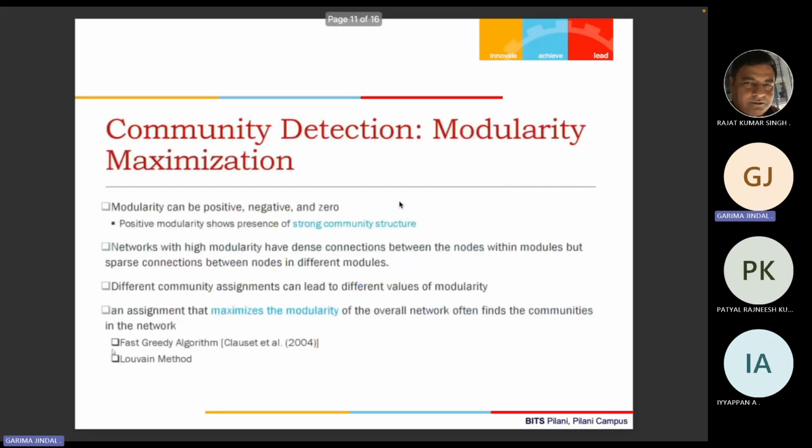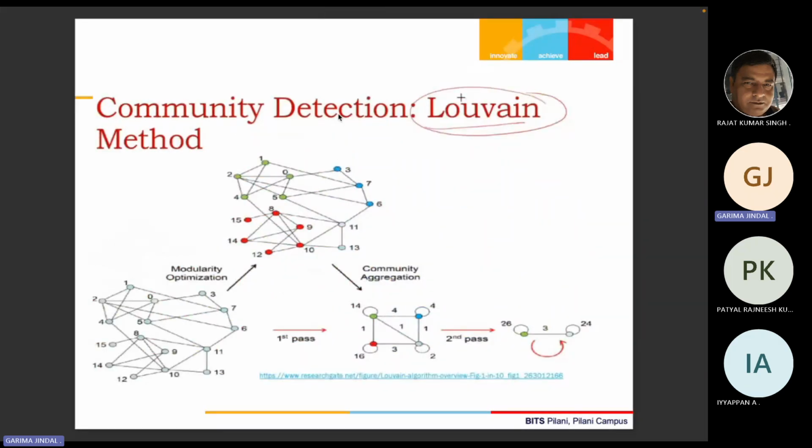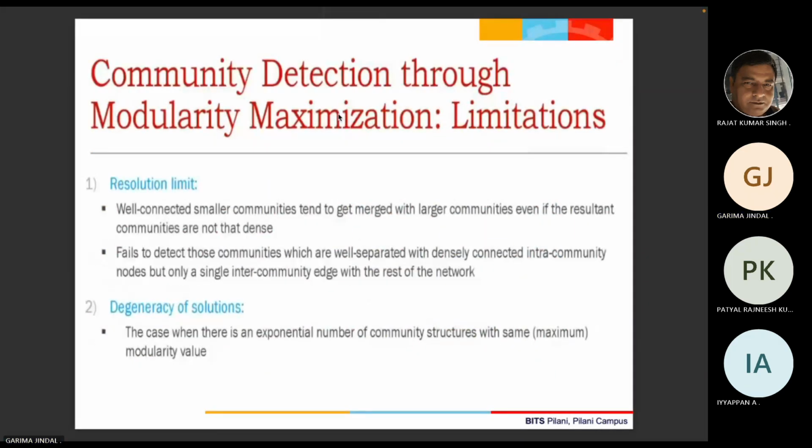Then these were the algorithms that we have discussed, that using the modularity value, you need to maximize the modularity. And this is an iterative process. This is a greedy method. So using the greedy method and the iterative method, I have explained in detail how we will try to optimize the modularity value in this algorithm. For this, we have two algorithms. One was the fast greedy algorithm and the other was the Louvain algorithm.